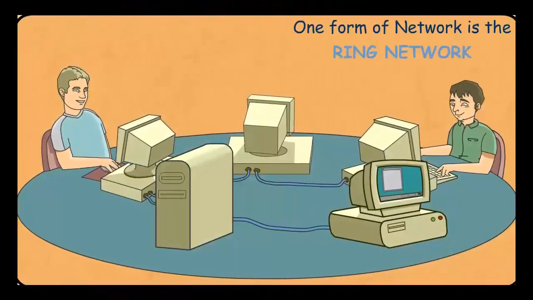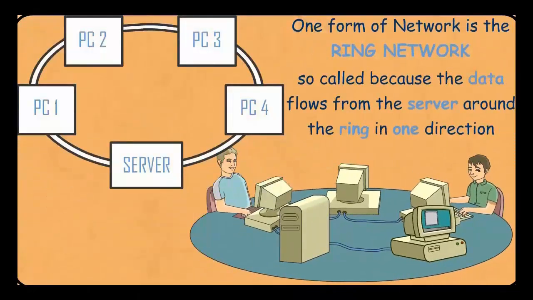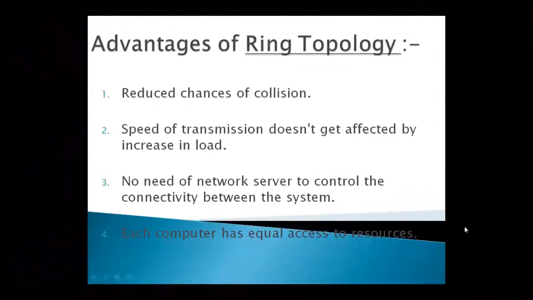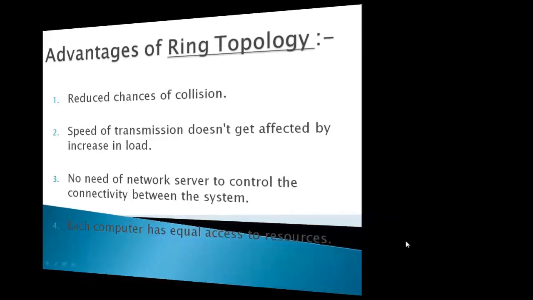Now we will study ring topology. Another topology is the ring topology, in which the data flows from the server in a ring in only one direction. If another direction is required, then dual ring topologies can also be used. Advantages of ring topology. Reduced chances of collision. Speed of transmission doesn't get affected by increase in load. No need of network server to control the connectivity between the systems. Each computer has equal access to resources.